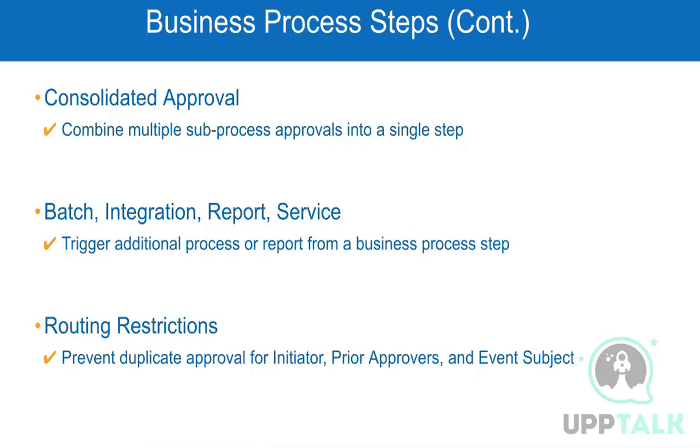This might not be the best example that I'm giving because I don't have much visibility into the batch processes, which are more used on the financial side, but I'll look into the community if I can find something and share with you. Okay. Then comes the routing restrictions.